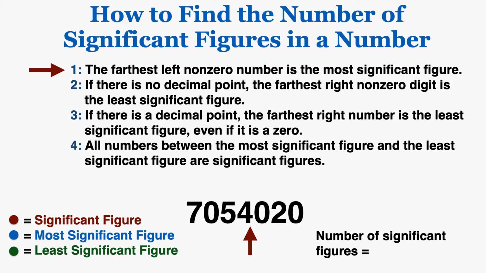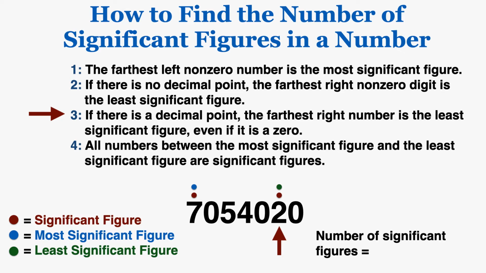We have a much longer number here. Again, I'll just follow those steps. The farthest left non-zero number is the most significant figure, so that's 7 here. If there's no decimal point, the farthest right non-zero digit is the least significant figure. This rule applies because there's no decimal point. So I'm going to go as far right as I can without just hitting a 0. And that's going to be this 2 right here. The only other number after that is a 0, so we ignore that. So this is the farthest right non-zero digit, so that is the least significant figure.